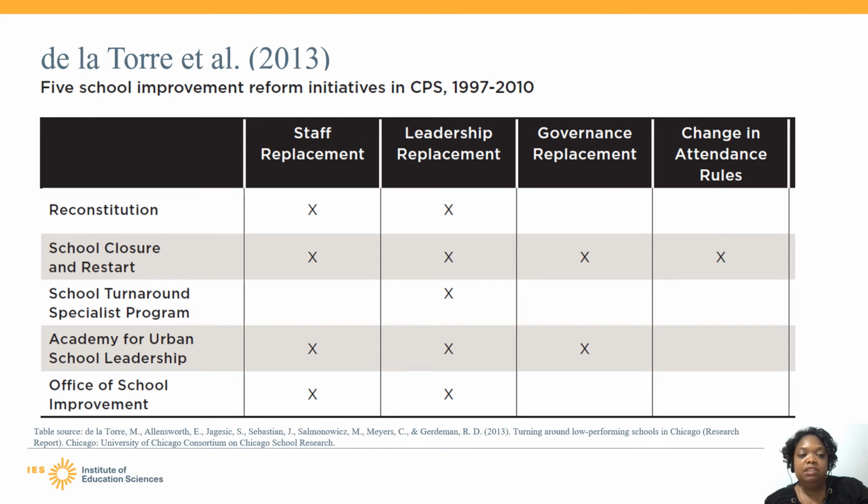This table displays the 4 school policy changes that were required as a part of the reform models. Some schools were required to replace their staff. Some had leadership replacement requirements. Some were required to replace their governance, and others had change in their attendance rules. For school closures and restarts, where new schools were created, they were required to change all 4 policies. The De La Torre et al. article, talking about the 5 school improvement models, does give a good description of what each of these models entail, as well as the relationship to student outcomes.